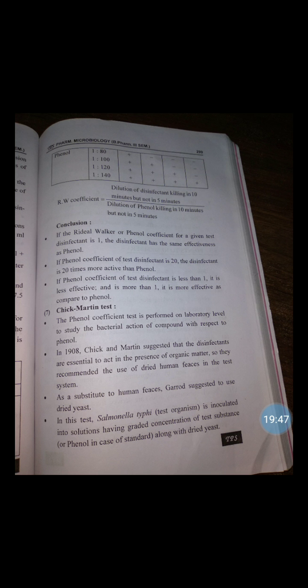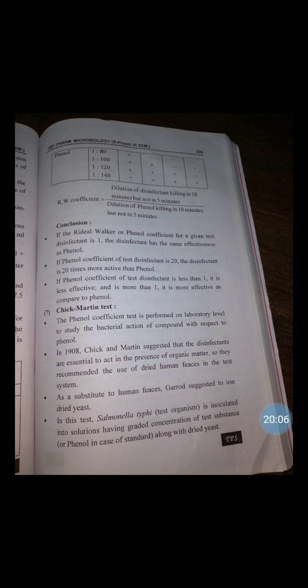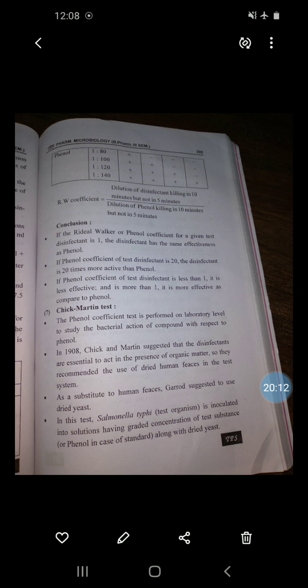The phenol concentration that prevents growth in both systems is determined, and then the mean value is calculated. Then the same value is obtained for the unknown, and for calculating the coefficient, the value obtained for phenol is divided by the value found for the unknown. So this is all about the evaluation of bacteriostatic and bactericidal action. I'll stop here. Next part we will see in the next lecture.